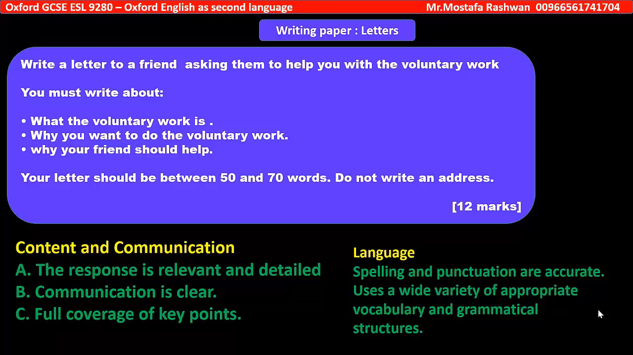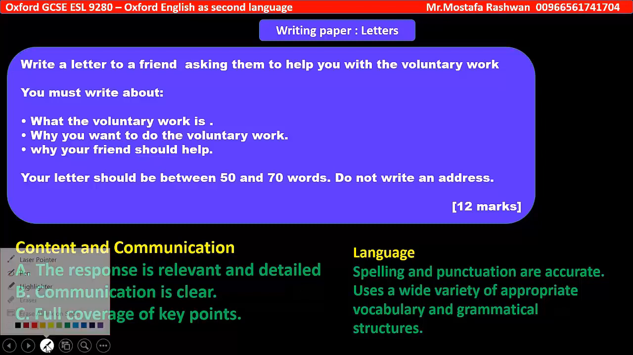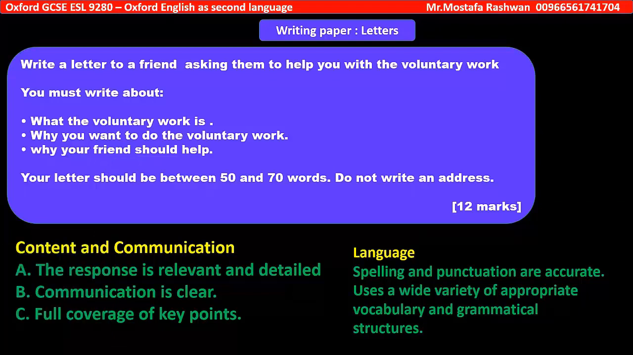response. The question said, write a letter to a friend asking them to help you with the voluntary work. You must write about... So in the introduction we agreed that we will get this part from the introduction, that we are producing voluntary work. This is the introduction. Well, tell my friend the purpose of my writing, why I am writing the letter.